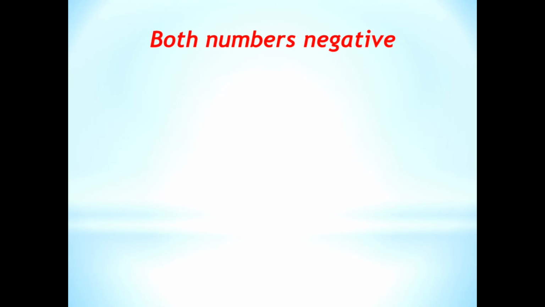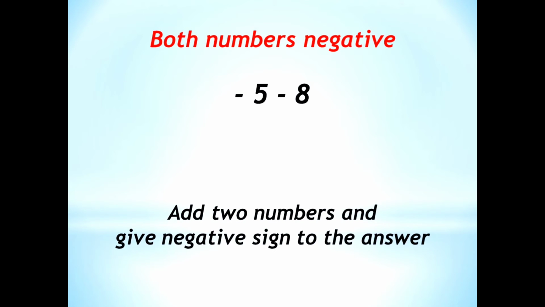Consider the second type. What if both numbers are negative? Let us consider an example for that: minus 5 and minus 8. As you can see, both the numbers have negative signs, so both are negative numbers and we have to add these two numbers. To find the answer, we just add the numbers, and instead of giving a positive sign, we give a negative sign as both the numbers are negative. So we have to add 5 and 8. So 5 plus 8 will be 13. And as both 5 and 8 are negative numbers, 13 has also got a negative sign. So this is the way by which we can add two negative numbers.